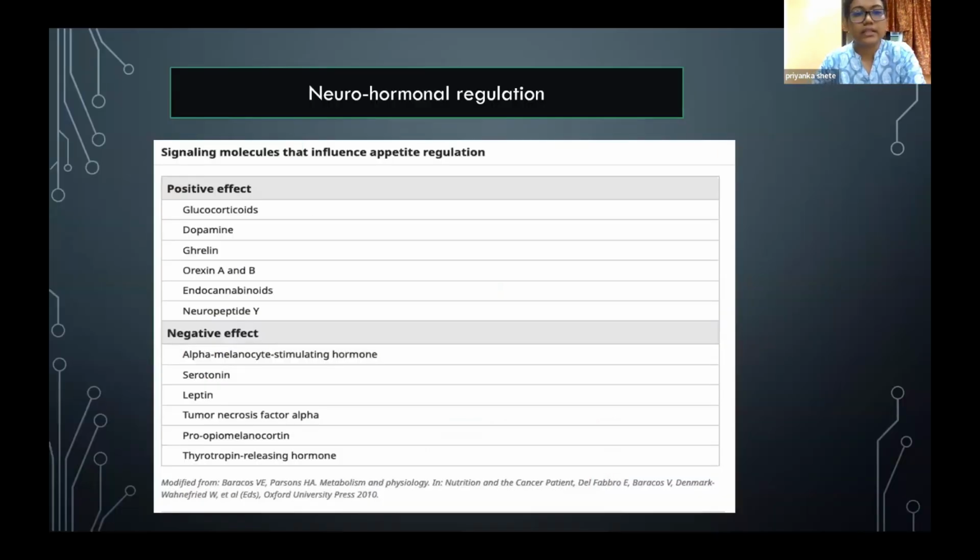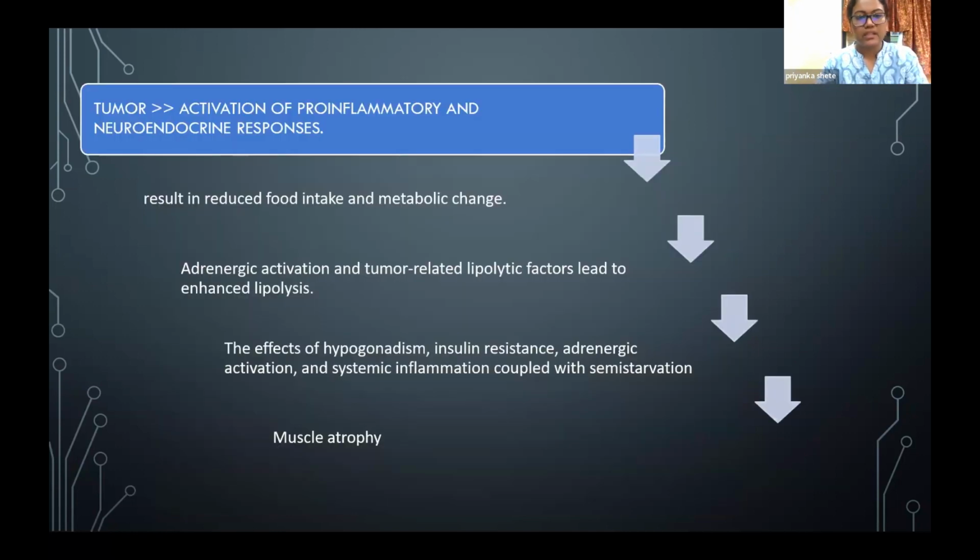Then let's see the neurohormonal regulation, the signaling molecules that influence appetite regulation by positive effect and negative effect. In positive effect: glucocorticoids, dopamine, ghrelin, orexin A and B, endocannabinoids, neuropeptide Y. And in negative effect: alpha melanocyte stimulating hormone, serotonin, leptin, tumor necrosis factor alpha, pro-opiomelanocortin, thyrotropin releasing hormone.